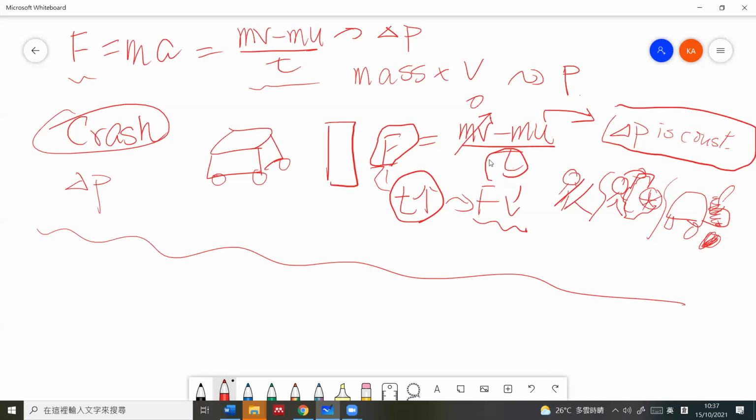The second one is the shot put. Do you know what is shot put? Number 15. Yeah, shot put.